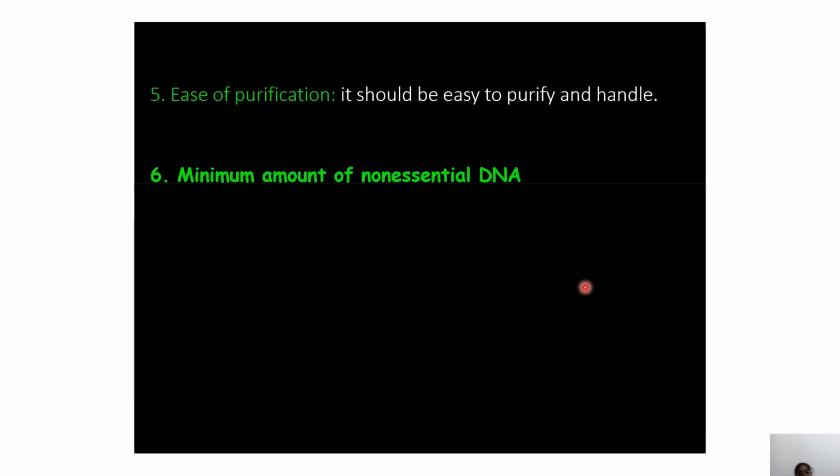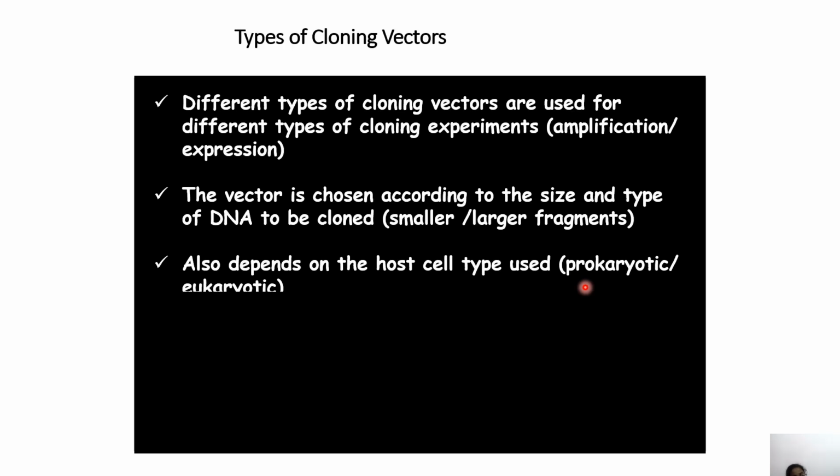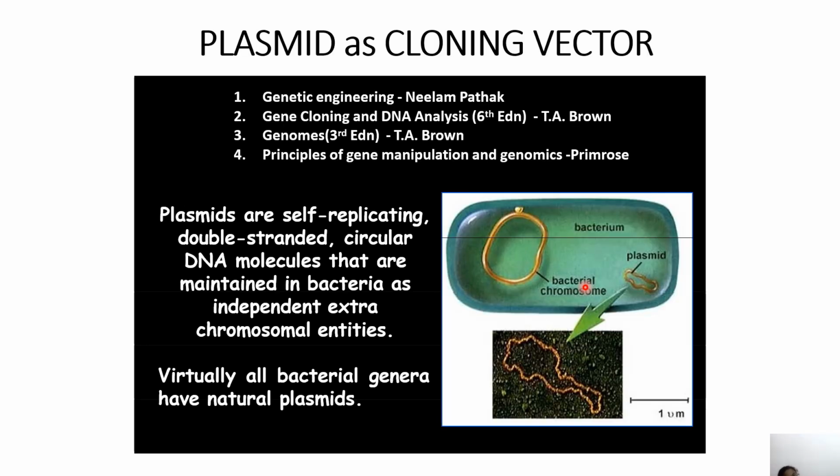It would be easier to purify and handle. Plasmids are very easy to purify and handle, and there's a minimum amount of non-essential DNA. And there are different types of cloning vectors as well that are used for different types of cloning experiments, be it amplification or expression. So the vector is chosen according to the size and type of DNA to be cloned, and also the purpose of the experiment. So it also depends on the host cell type, whether it's prokaryote or eukaryote.